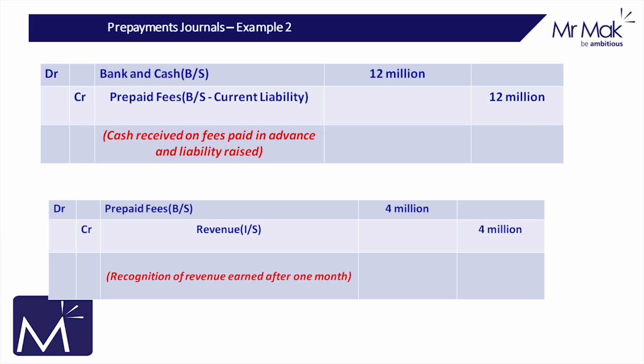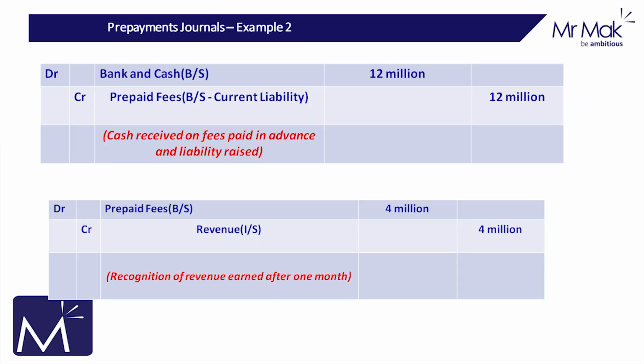One, they would debit the bank and cash 12 million. All right, the debit is in the balance sheet to show that they'd received 12 million. And then they would credit prepaid fees, 12 million. Prepaid fees are in the balance sheet as a current liability. They have received the money, but they have not yet rendered the service. If you had to see the journal reflected in the T account in GL, you'd see a debit of 12 million in the bank and cash T account and a credit of 12 million in the prepaid fees T account, representing a liability.